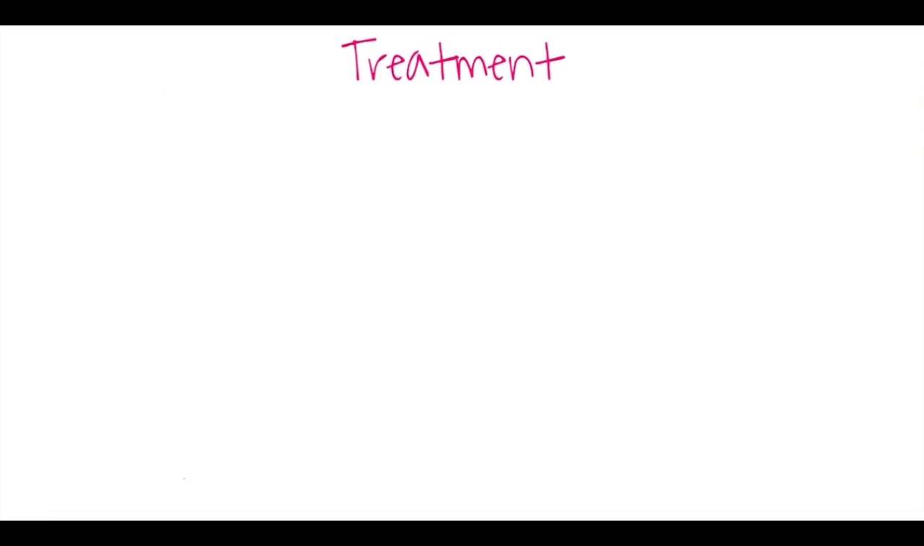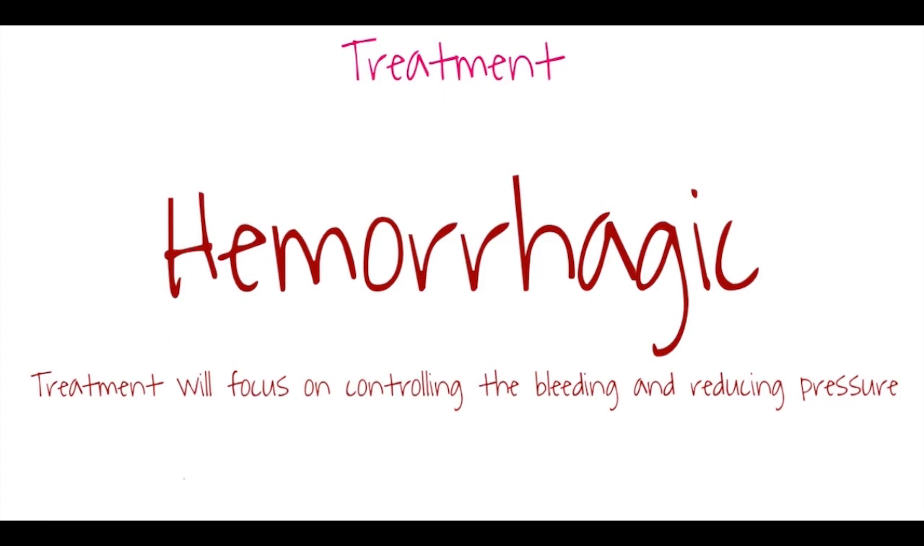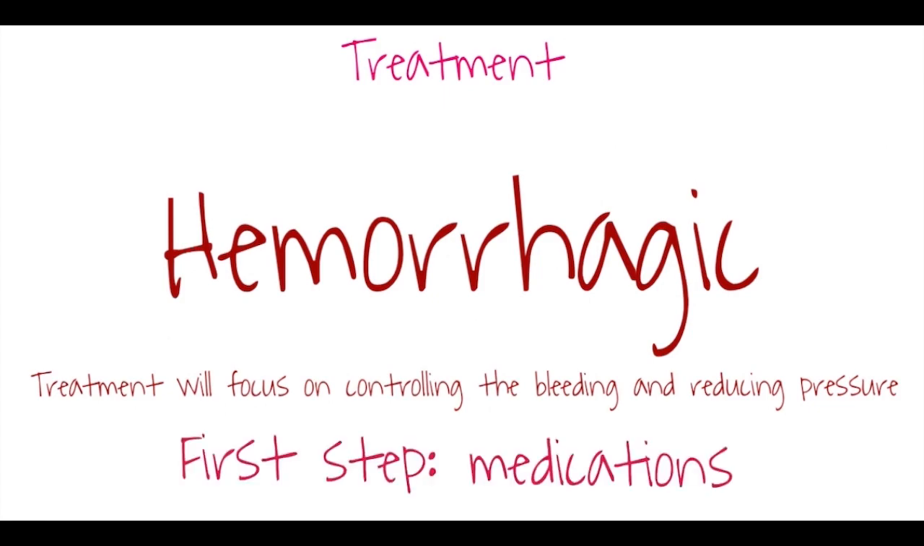The other main type of stroke, hemorrhagic stroke, is characterized by blood leaking into the brain, so treatment will focus on controlling the bleeding and reducing the pressure on the brain. The first step to treating hemorrhagic stroke usually involves medications. Patients may be given drugs that reduce pressure in the brain, control overall blood pressure, as well as prevent seizures and spasms of blood vessels. The next part of the treatment will depend on the cause of the stroke.